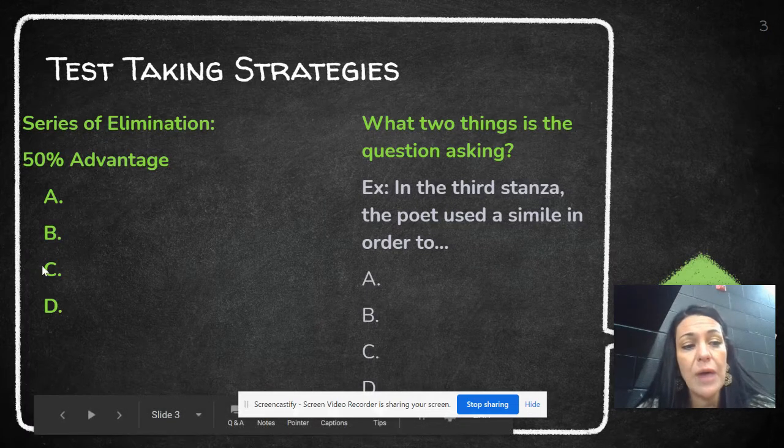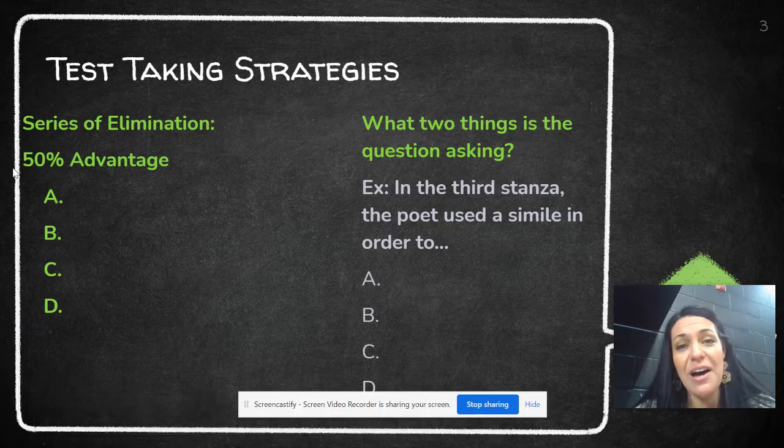If I cross 2 out, then I now have a 50% advantage, and mathematically, I could get that correct. So if you use context clues, with those 2, I have 2 left, and if I use those context clues and my knowledge, most likely you're going to get that correct, okay?